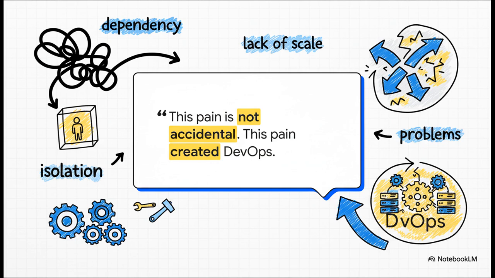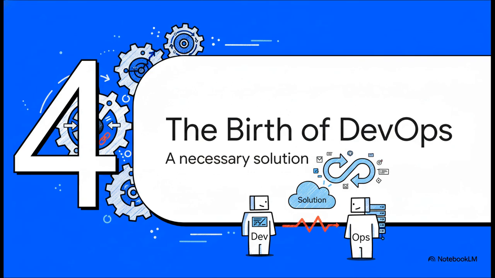So you see all this pain: the dependency, the scaling issues, the isolation, all that manual work. None of this is an accident. In fact, this pain, this collection of massive problems, is the very reason that DevOps was born. So what's the solution to this absolute mess? This is where the whole story pivots. We're moving from the world of problems into the world of solutions. You see, DevOps isn't just some corporate buzzword. It's the direct, necessary answer to all the pain we just walked through.